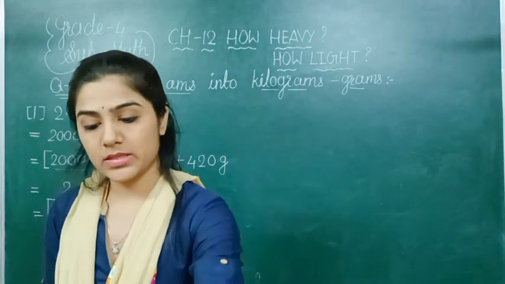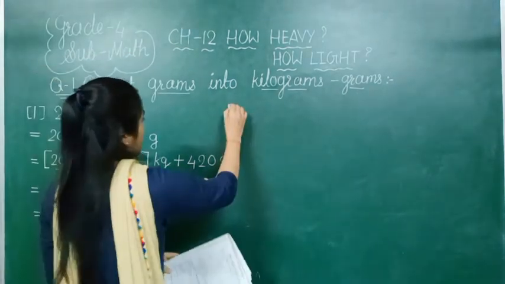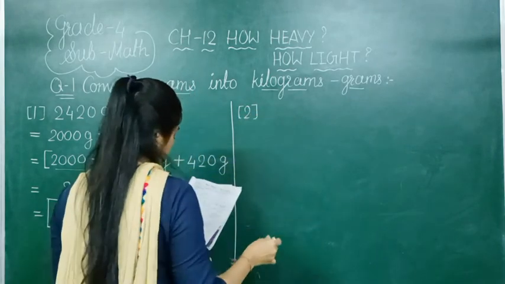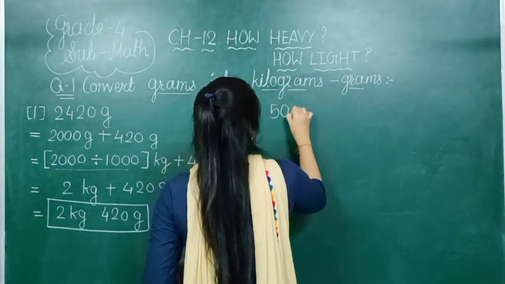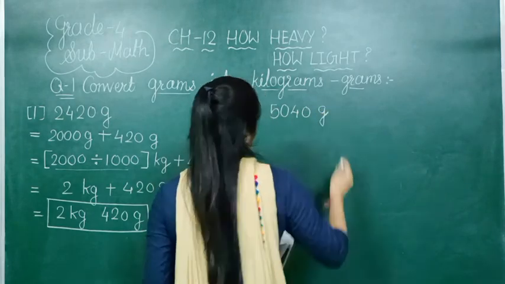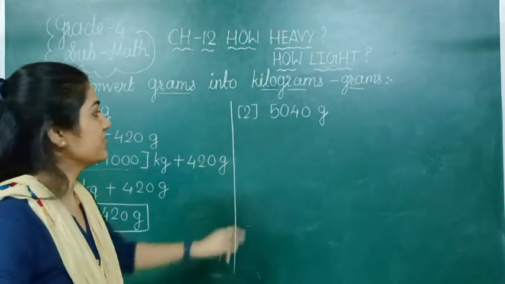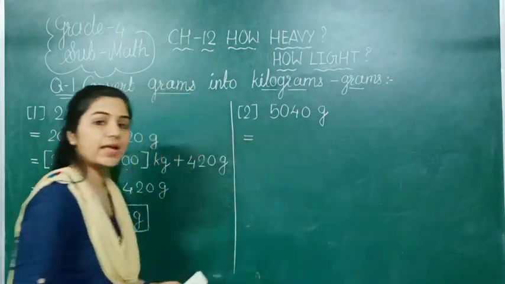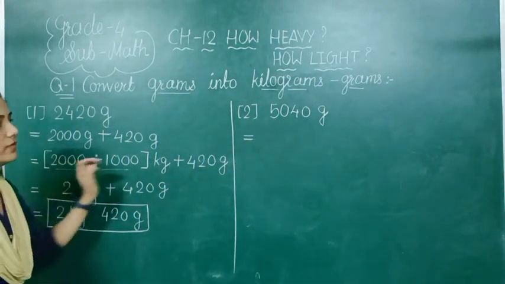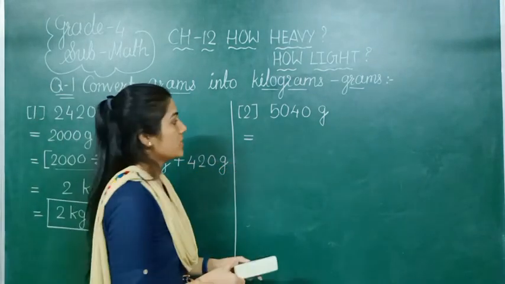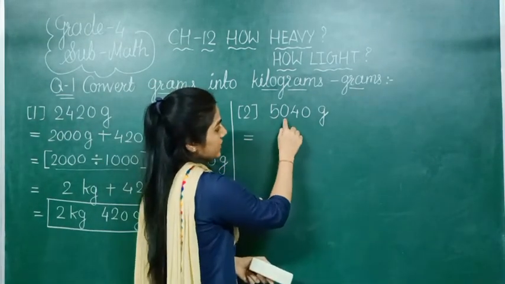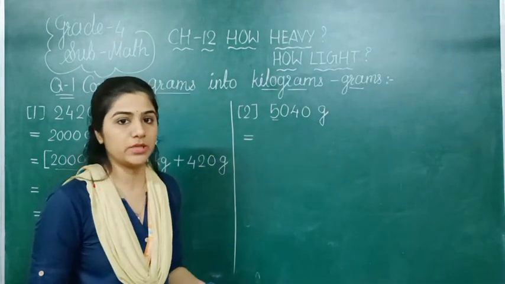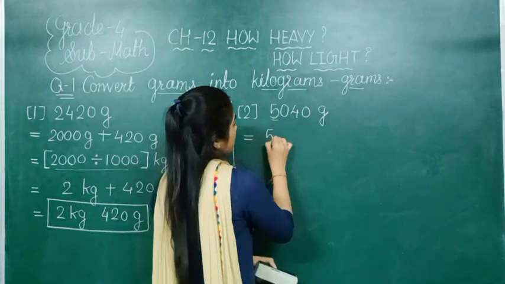Now your second number is 5040 gram. Now the same steps we will do, means as we did with the first number, we will do this second number sum. So it is 5040. So first we will bifurcate this number into two different numbers.